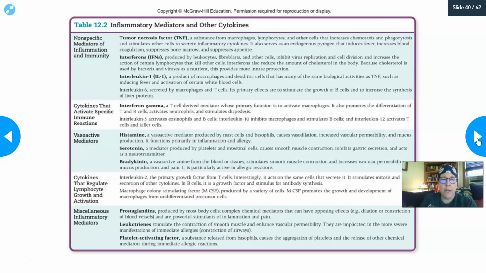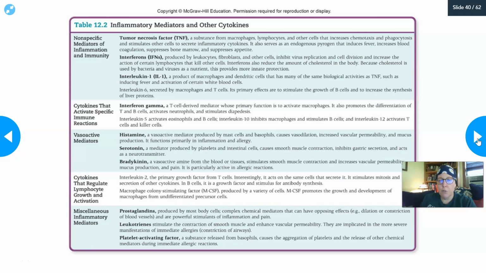The cytokines that can activate specific immune reactions include interferon gamma. So again, that's a specific interferon, and it's a T cell derived mediator whose function is to activate macrophages. It can also promote the differentiation of T cells and B cells, activate neutrophils, and stimulate diapedesis. Another one is interleukin 5. The vasoactive mediators, so they act on your vessels. We have histamine, serotonin, and bradykinin.